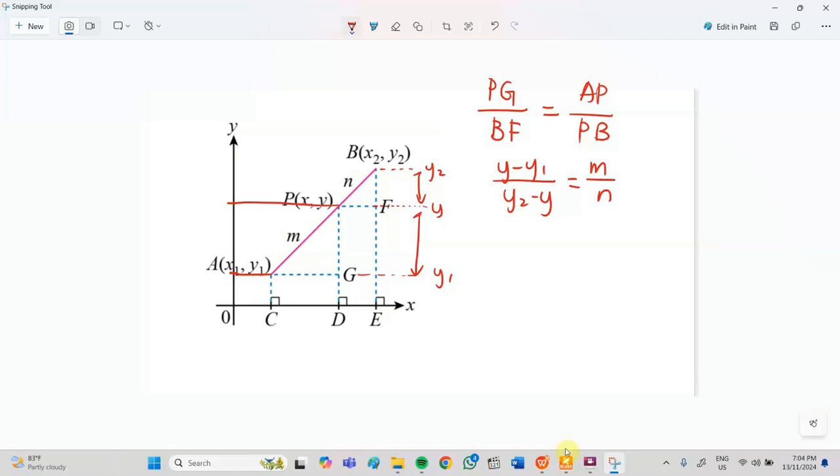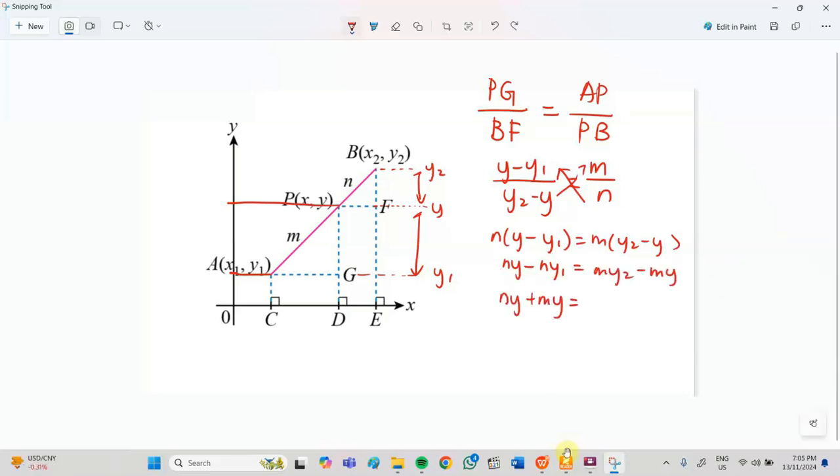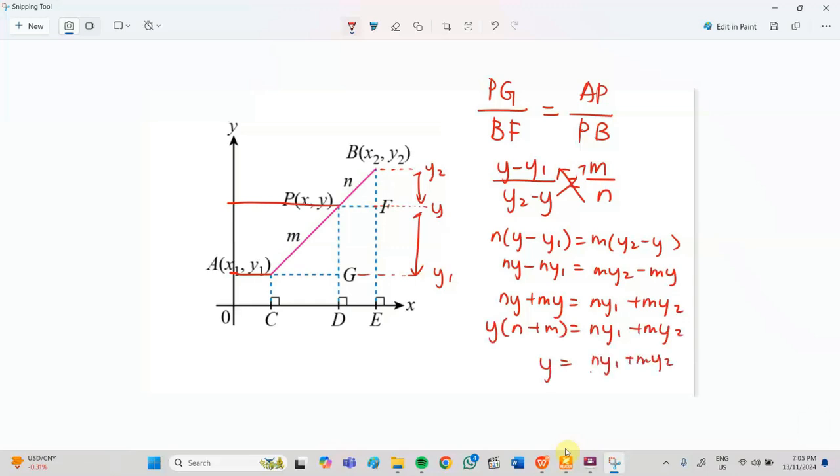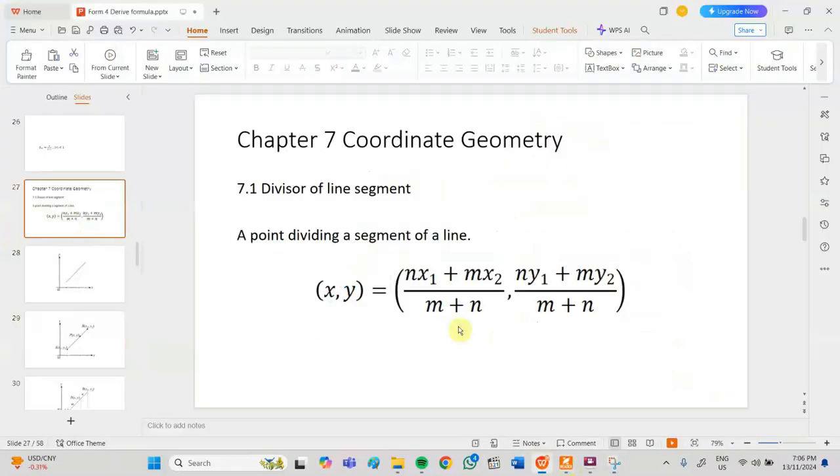And we just have to find y as the subject in terms of all the other values. Factorize y and let y be the subject. So you will get this. Hence, this is how we find the coordinate of y. After that, we combine both to find this formula here.